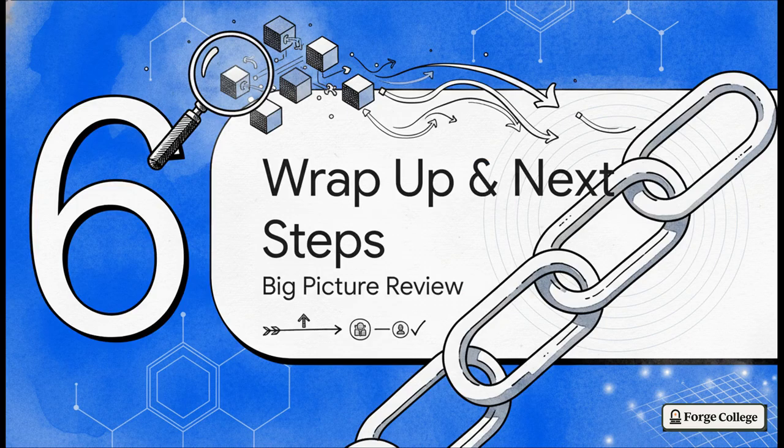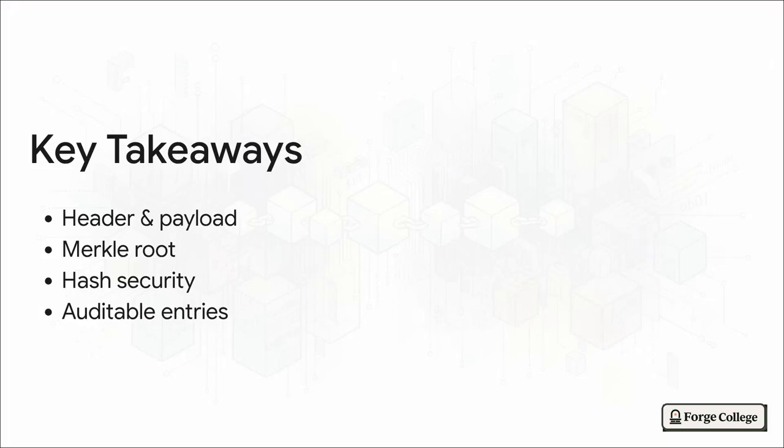Finally, Section 6, Wrap Up and Next Steps. A quick big picture review. We have covered some absolutely fantastic ground today. Here's a quick recap of our blueprint just to ensure you've got a really firm grasp on the mechanics. Remember, blocks are split into a compact header and a heavy transaction payload. The Merkle root is your mathematical packing slip summarizing all that payload data. The previous block hash is your wax seal, creating tamper evidence across the entire timeline. And lastly, the transactions themselves are state-changing records that once finalized become permanently auditable entries.